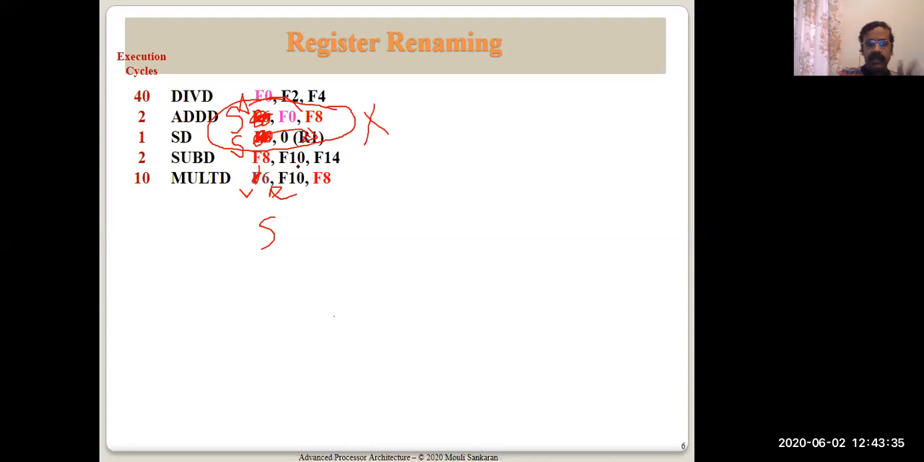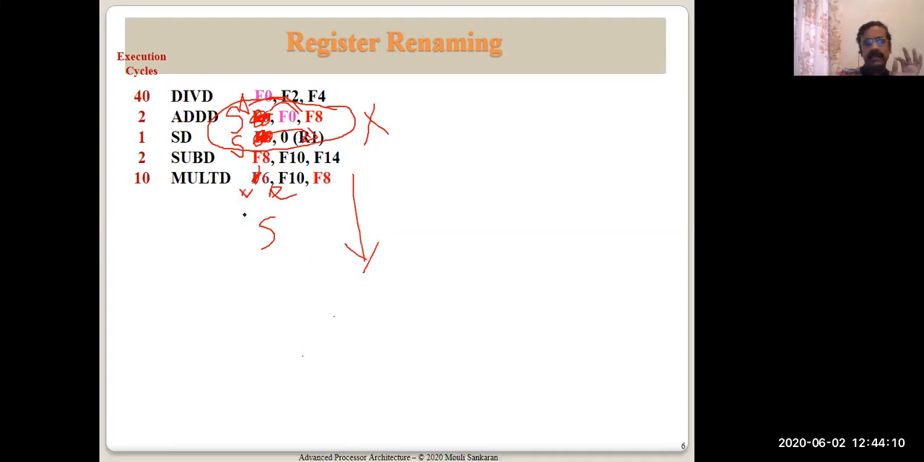It depends on the implementation again. In this particular case, I am trying to only localize these usages. I'm even forgetting that F6 was used, and I am putting a temporary register, S. I will explain how it helps. Now, the new value, whatever is computed, is written into S, and that S is stored in the memory. So this instruction can proceed further using F6 only.